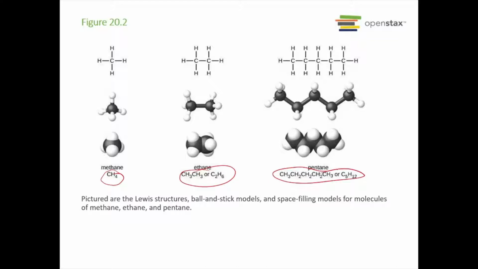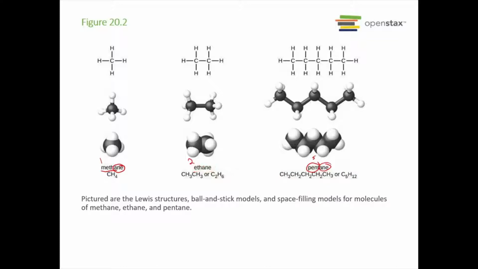So I just kind of want to point out methane is CH4. So meth meaning 1, that means there's 1 carbon. And ane, A-N-E, means it's an alkane, meaning single bonds. Ethane, eth means 2. And then the ane tells us that they're singly bonded to each other. Pentane, pent meaning 5, the ane telling us all single bonds.